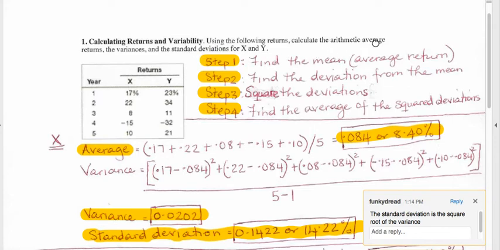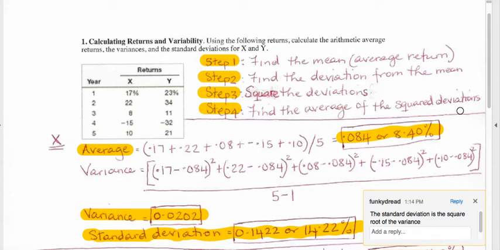Step 1, the first thing you do is calculate the mean or the average return. Step 2, you find the deviation from the mean. Step 3, you square the deviations. And then in step 4, you find the average of the squared deviations.